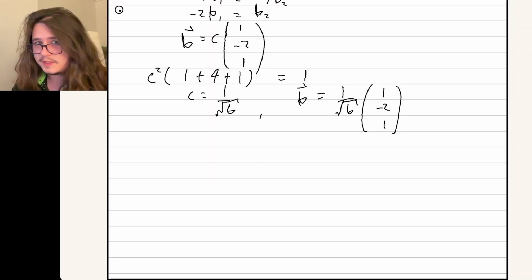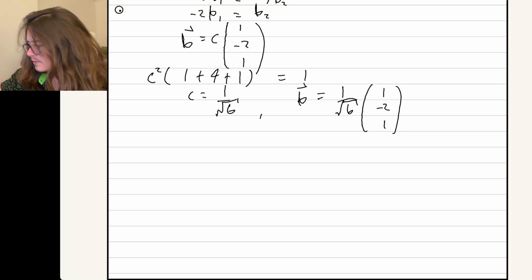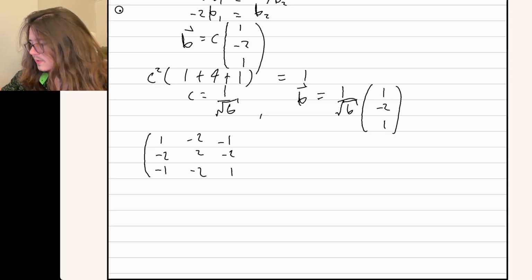The next thing that Griffiths asks us to do is to check if the eigenvectors that we just found are also eigenvectors of the matrix B. To do that, all we have to do is take the matrix B, which is again this guy, minus 2, minus 1, minus 2, 1, and multiply it by our eigenvectors from before.